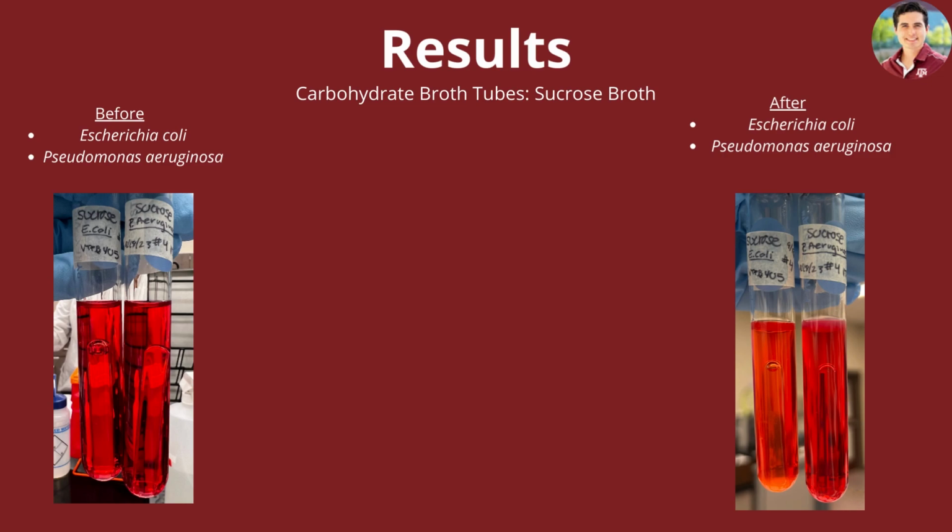Now, looking at our right tube of P. aeruginosa, we can see that the tube remains red, concluding that it is a negative carbohydrate reaction. P. aeruginosa does not ferment sucrose and is known as a non-sucrose fermenter. And that is why we see in that sucrose broth that there is no significant color change, and the phenol red just changed to a darker red color.